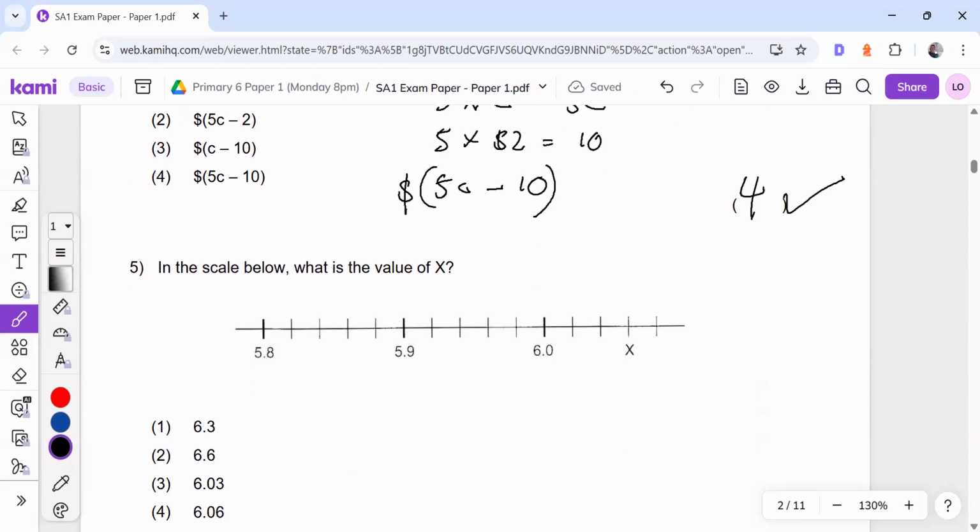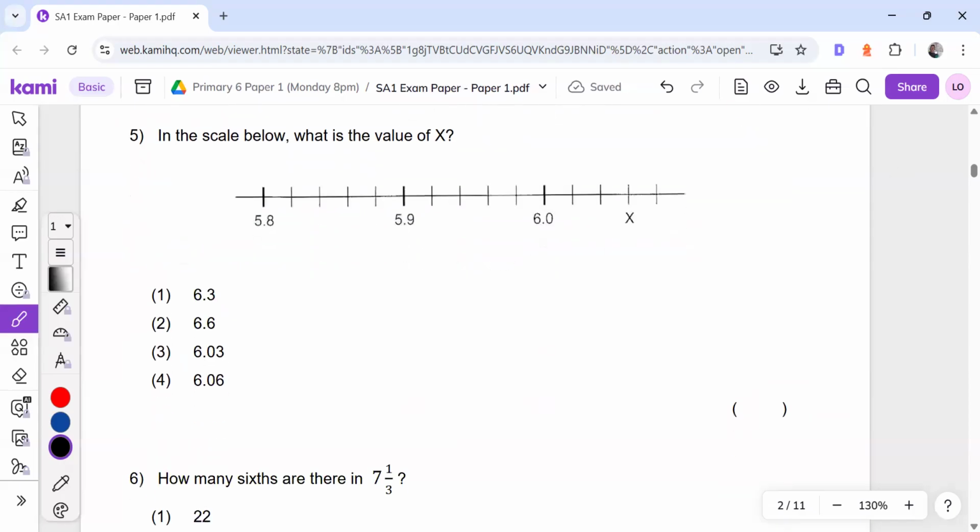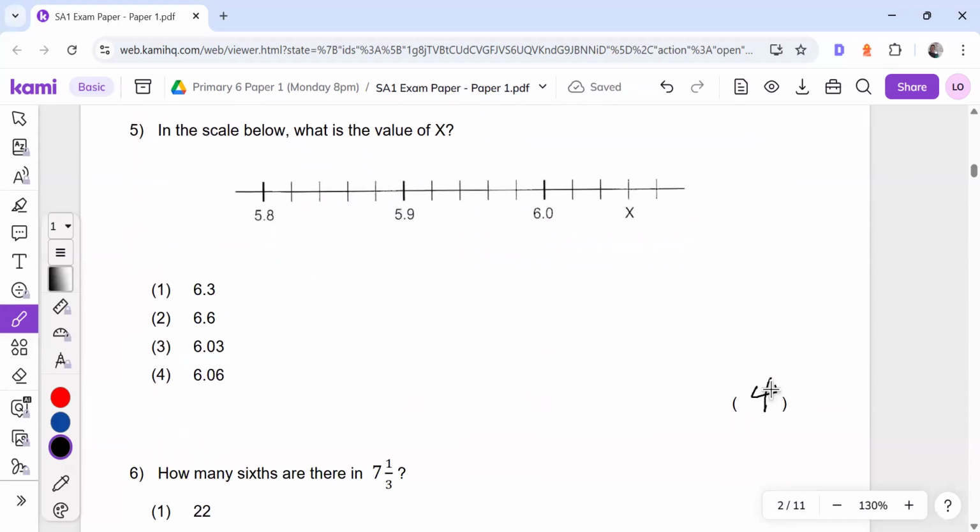Okay, let's go to the next one. Question number 5, the answer is number 4. Now if you don't know how to do, it's because maybe you didn't make the decimal look a little bigger, right? And if you still get the answer wrong after you have done that, it's also maybe because you didn't count the gaps. Do you count the gaps to see how many units?